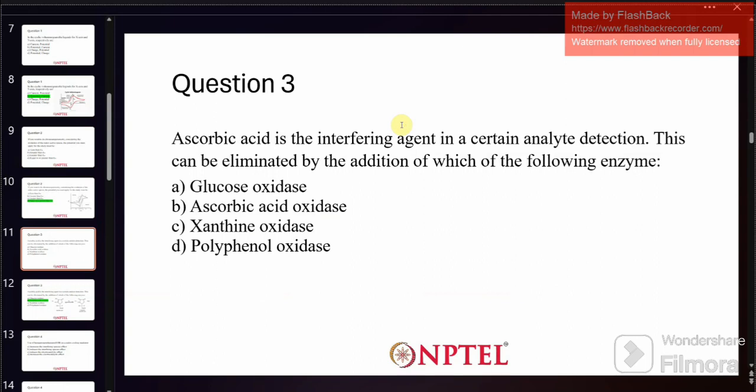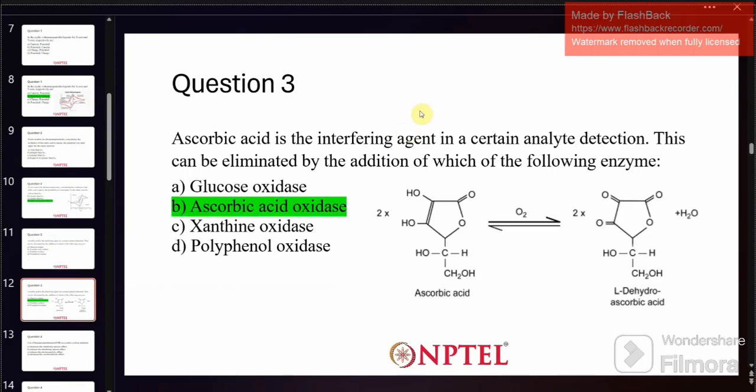So coming to the third question, ascorbic acid is basically an interfering species in analyte detection. So how do we eliminate ascorbic acid? For eliminating it, we convert ascorbic acid into dehydroascorbic acid. For that we need an enzyme. Finding out the enzyme is very easy. Glucose oxidase is used for glucose, ascorbic acid oxidase is used for ascorbic acid. So likewise, this is basic. You don't even have to think about it. If there's an enzyme for a specific material, it is highly likely that the enzyme's name will be the same as the target chemical.